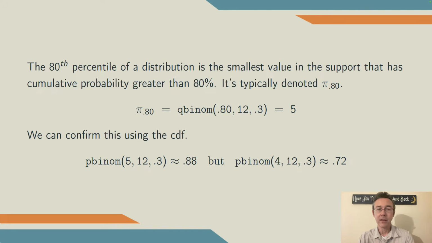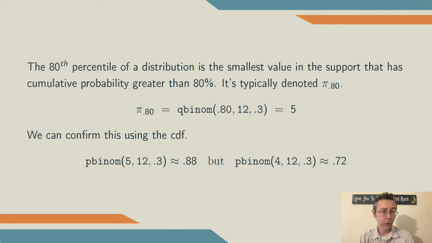Next, let's find the 80th percentile in this distribution. That means the smallest value in the support, so we're going to need one of those integers, that has cumulative probability greater than 80%. The notation for that is pi sub 0.80. We do this with qbinom, which is the inverse CDF. We feed it the percentage of interest as a decimal, so 0.80, and then the same parameters in the same order. We get back the number 5.